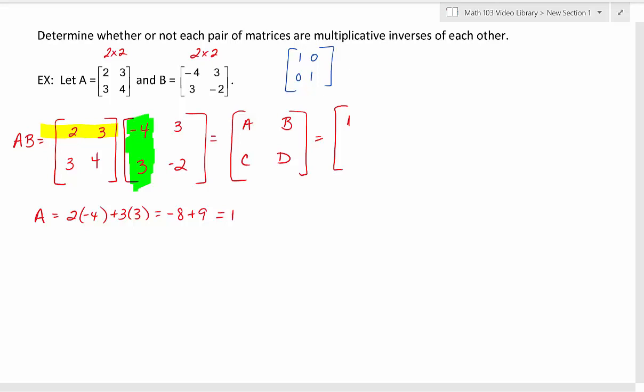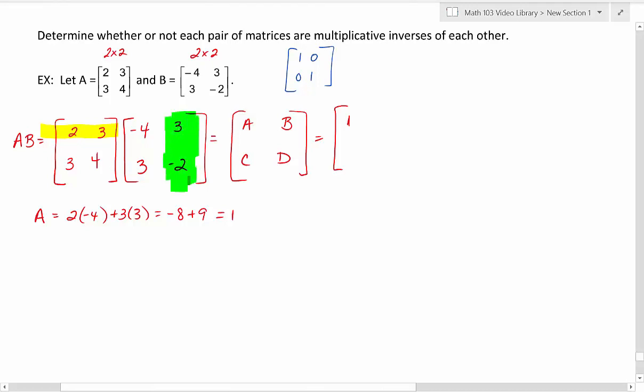On to element B, it's located first row, second column. So we'll be multiplying the first row with the second column. That's 2 times 3 plus 3 times -2. That's 6 minus 6, which is 0. All right, looking good so far. The first row of my matrix matches the first row of the identity matrix.